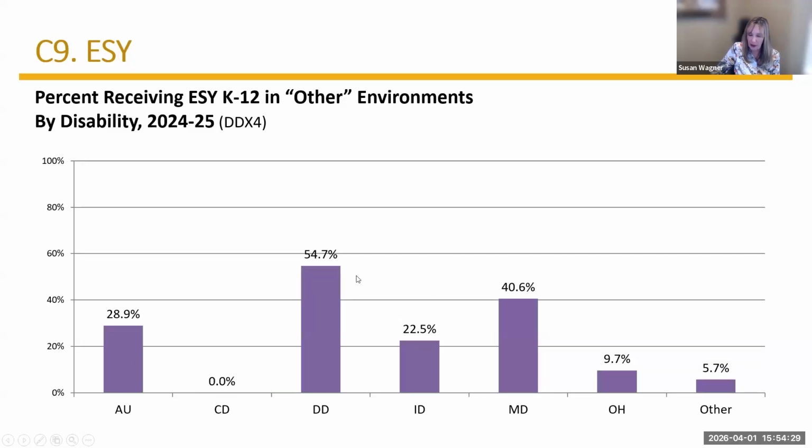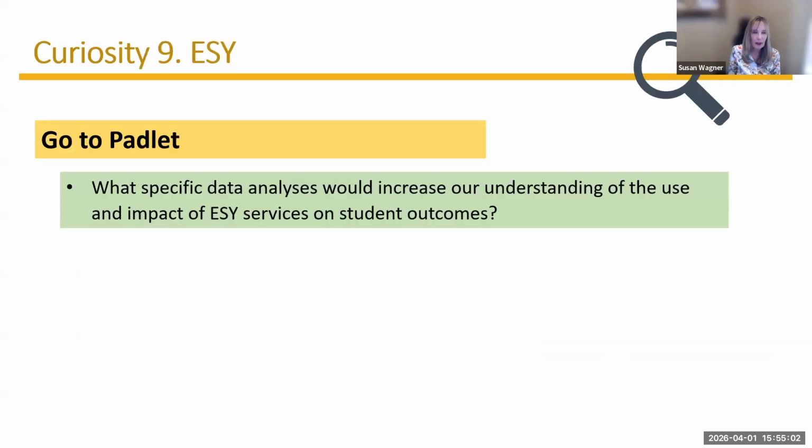Then here is the other environments. So the separate schools, residential facilities. So here, kids with DD, 54.7% are getting ESY. Multiple disabilities, 40.6% are getting ESY. So just some interesting patterns by disability that, since we haven't drilled down, dug deeper in this data, it's hard to know really what's going on, at least from my perspective. You out in the field may know exactly what's happening here.